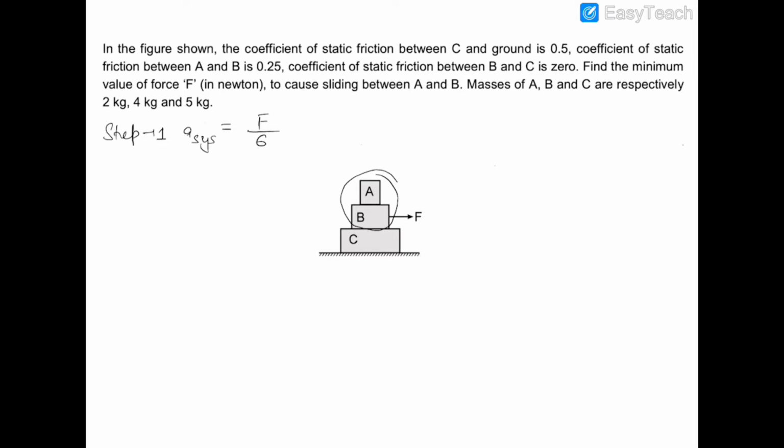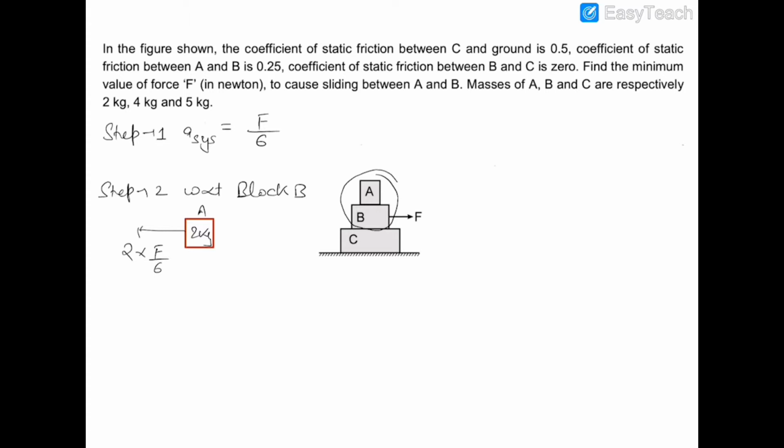Now step 2 says that with respect to block B, we draw the free body diagram of A, which has a mass of 2 kg. This is A. So with respect to block B, I am drawing the free body diagram of A, and a force of MA is acting on this A, which is a pseudo force in the backward direction. So pseudo force will be MA. M is 2 and A is F by 6.